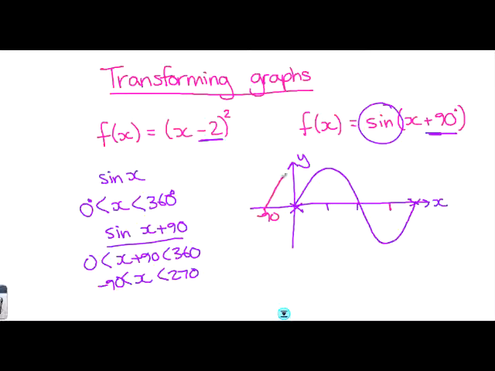So it's going to go up, down, like that. So it's one cycle. You can see it has moved left 90 degrees. So this means you're going to move left, and this one means you're going to move to the right. Now again, that's a skill you should be quite familiar with.